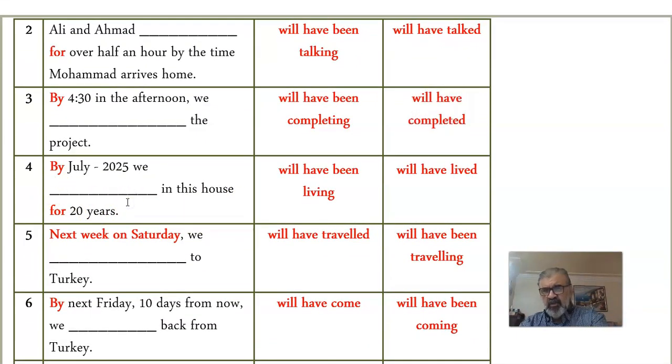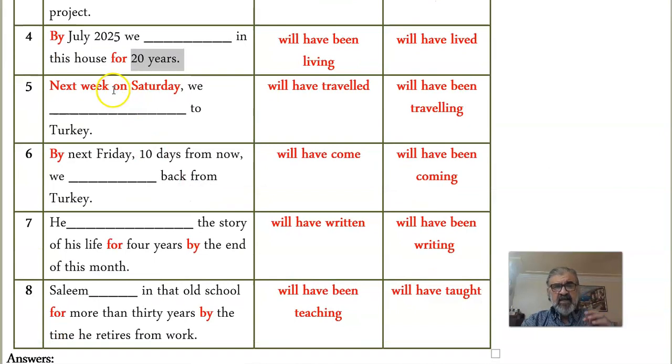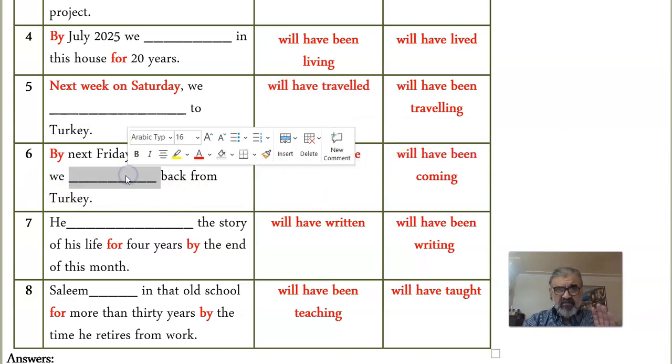By July 2025, again, this is not a projected time, but a duration. So because by 2025, we will have been living in this house for 20 years. Again, duration, as you can see. Next week on Saturday, we will have traveled to Turkey. That's not a duration. So it should be, as you can see, future perfect. By next Friday, that is 10 days from now, we will have come back from Turkey. Again, this is not a duration.